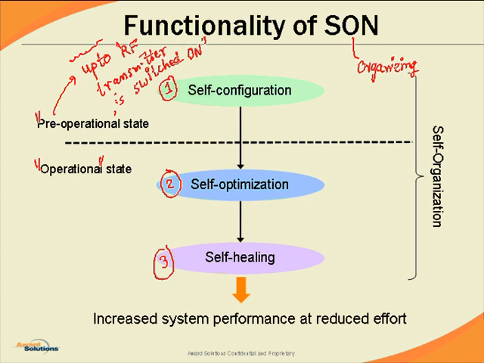So in the pre-operational state, we have so-called self-configuration. Self-configuration would involve many, many things. I will give you just one or two examples. We will go into the details. Basically, we can give an IP address to the eNode B. We can establish connectivity with various elements, neighboring eNode Bs, the O&M system, things like that. We can get an initial neighbor list.